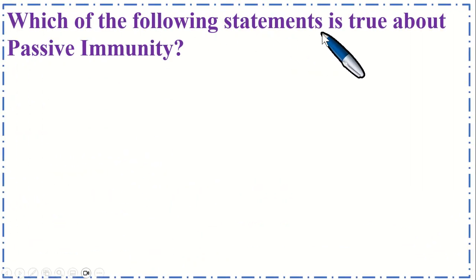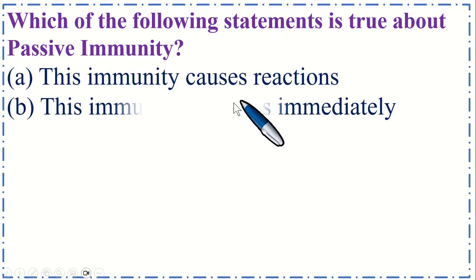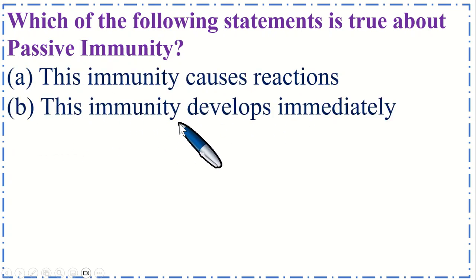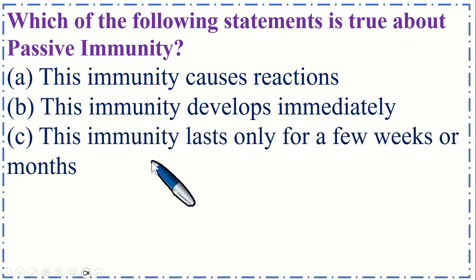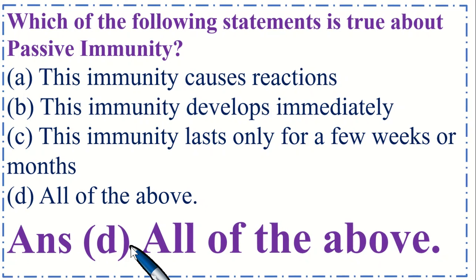Which of the following statements is true about passive immunity? Option A. This immunity causes reactions. B. This immunity develops immediately. Option C. This immunity lasts only for a few weeks or months. And option D, all of the above. So the correct option is D.